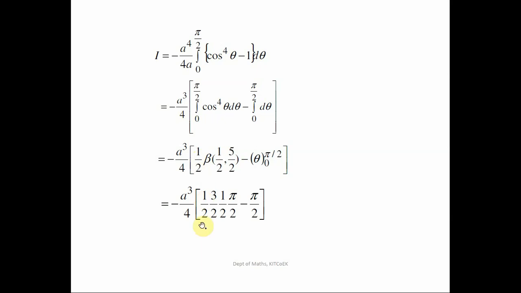This constant multiple 1 by 2 is there, and then we know that beta m, n is gamma m into gamma n upon gamma m plus n, and then further gamma 1 by 2 is root pi, gamma 5 by 2 is 3 by 2 into 1 by 2 gamma 1 by 2, again gamma 1 by 2 is root pi into root pi, it is pi. So this simplification can be done easily. In the second term, put the limiting values, theta replaced by upper limit pi by 2, lower limit 0, and then after simplifying this, we will get the required answer 5 pi a cube by 64.